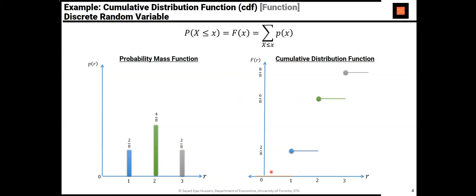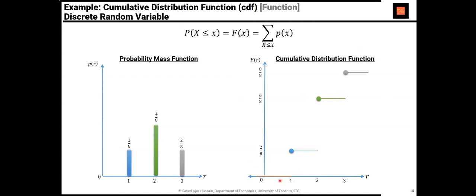So you can see that the CDF is starting to become a function of x. For any value of x less than 1, strictly speaking, this number is 0. If it's between 1 included all the way to 2 excluded, it'll be 2/8. From x equal to 2 included all the way to x equal to 3 excluded, it'll be 6/8, and so forth.